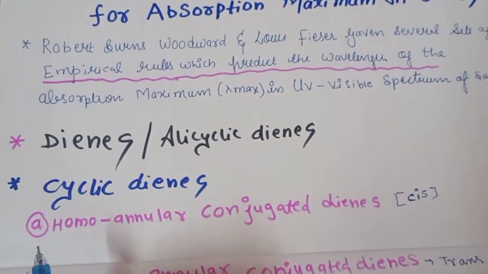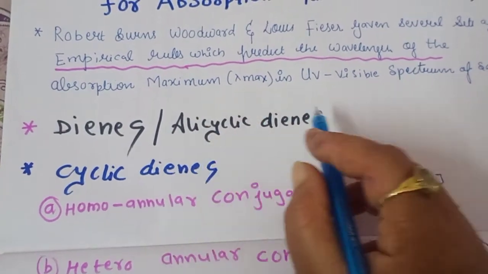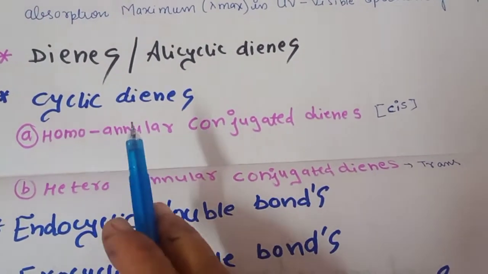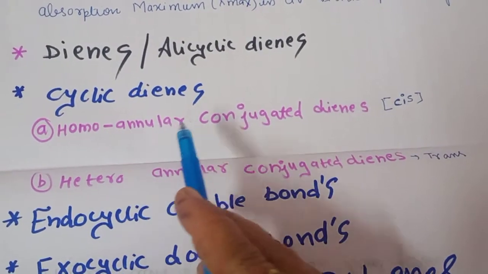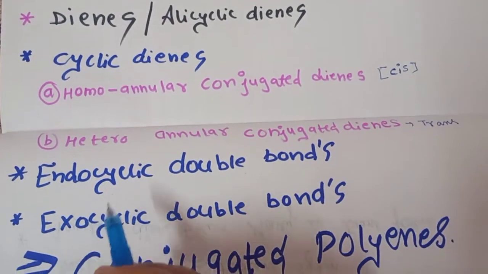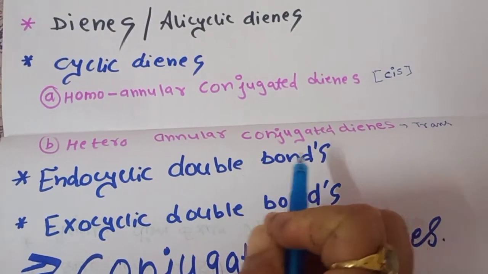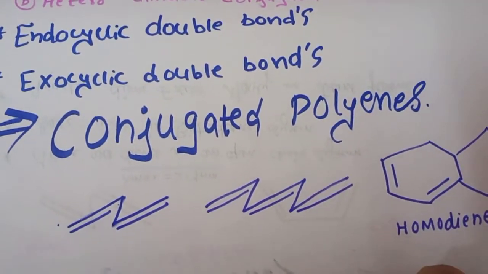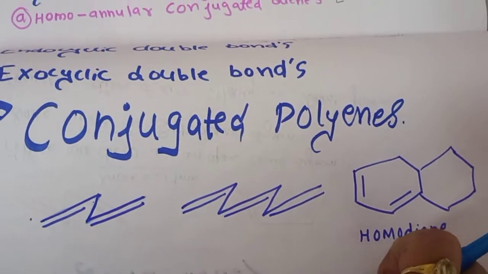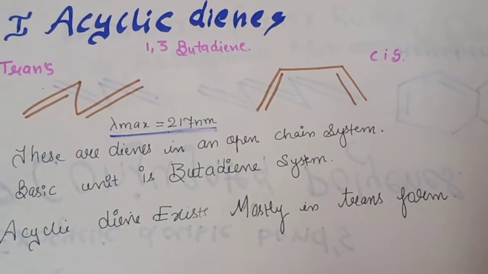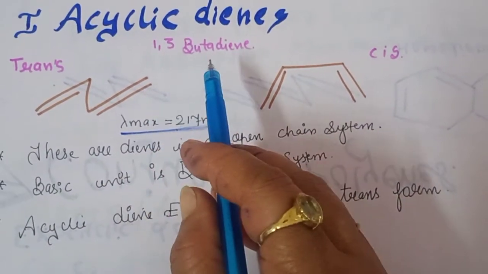So we will talk about the acyclic dienes, then cyclic dienes, and there will be two types, that is homoannular conjugated dienes and heteroannular conjugated dienes. Next we will talk about what are endocyclic double bonds and exocyclic double bonds. So now let us see these terms in detail. First, if we talk about the acyclic dienes, the simplest example is 1,3-butadiene.